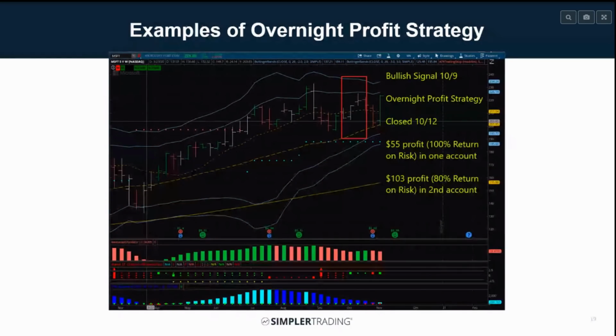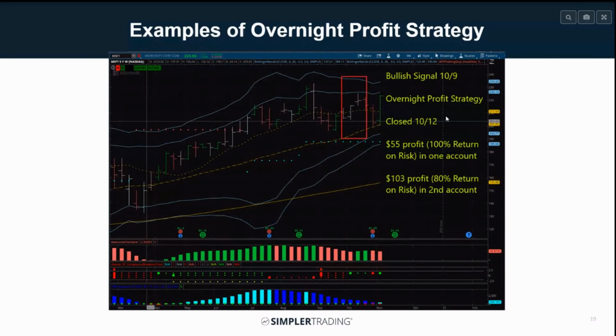So here's an example of the overnight profit strategy, right? Here's a recent one actually, and this one's off the weekly chart. So typically off the weekly chart, I'll give myself 3 weeks for the signal to follow through. But with the overnight profit strategy, I still find myself oftentimes taking profit the next trading day. In this case, holding the trade over the weekend and then taking the profits on Monday.